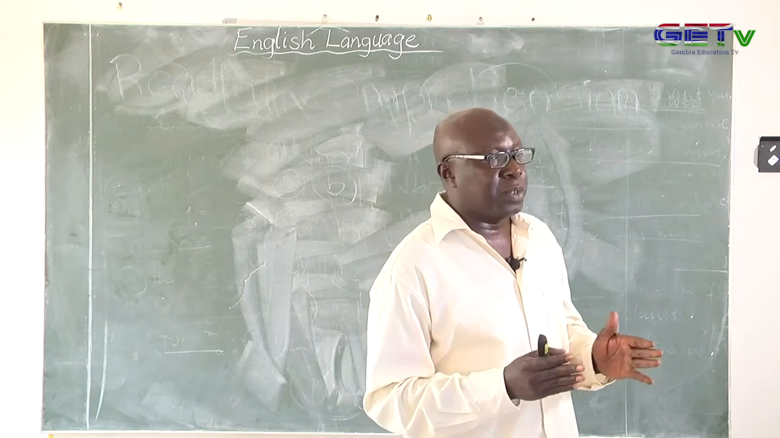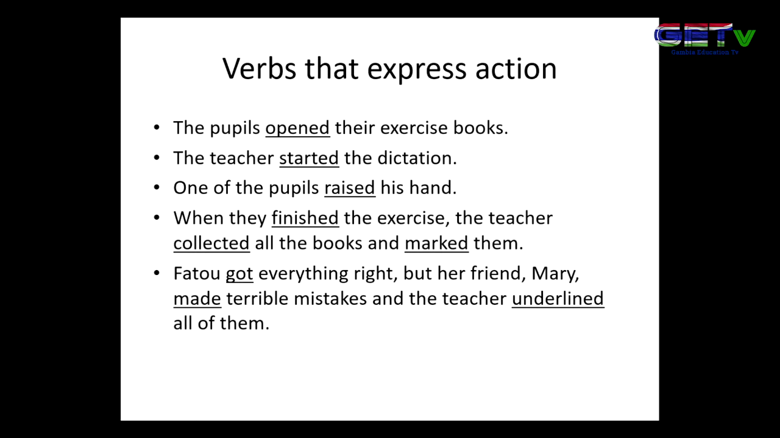Now there are verbs that express action as a group. For example, the pupils open their exercise books. You can see these underlined words are verbs that are expressing action. The teacher started the dictation. One of the pupils raised his hand. When they finished the exercise, the teacher collected all the books and marked them. Fatu got everything right, but her friend Mary made terrible mistakes, and the teacher underlined all of them.